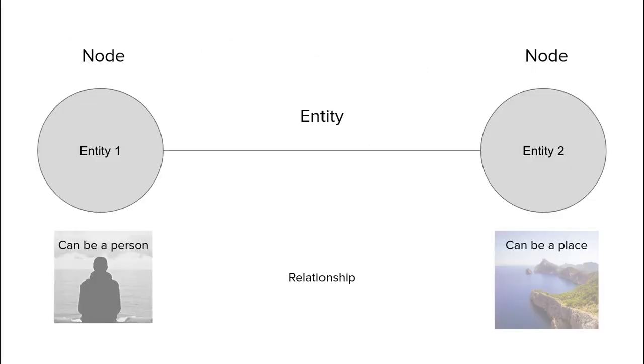A knowledge graph is a type of database that stores information in the form of interconnected nodes and edges. Each node represents an entity such as a person, place, or organization, and each edge represents a relationship between two entities. Knowledge graphs are different from traditional databases in that they can understand the relationships between entities and use that information to answer complex questions.